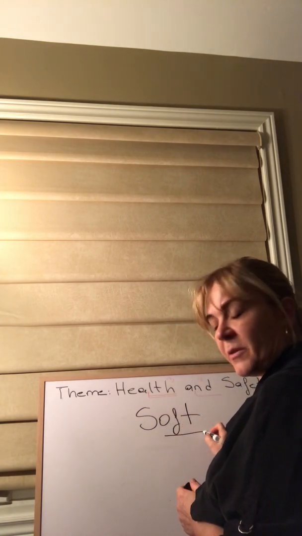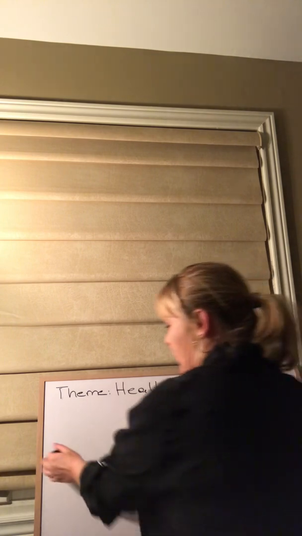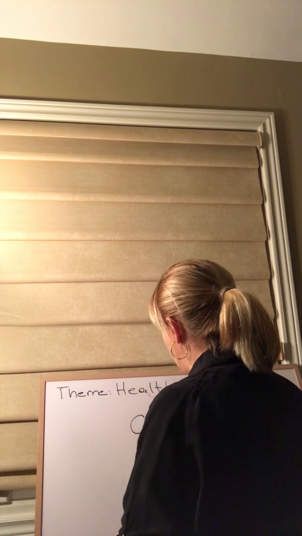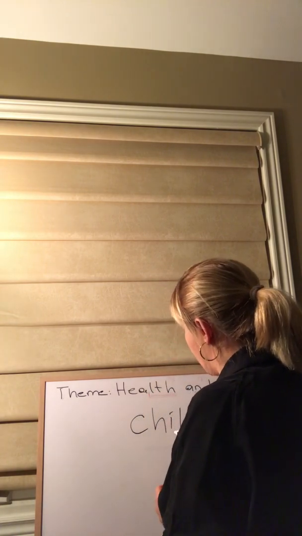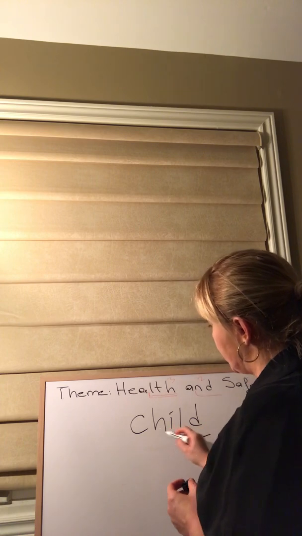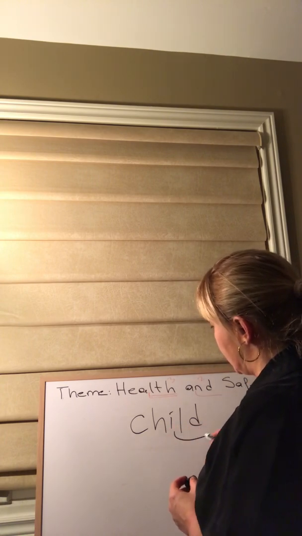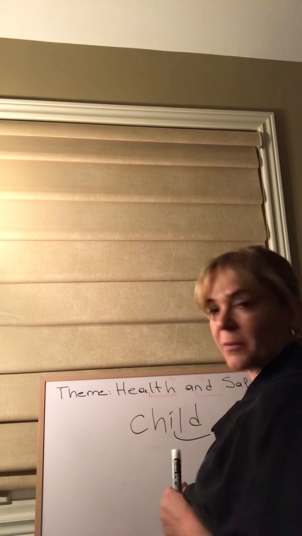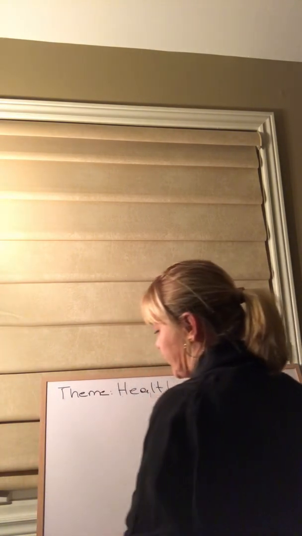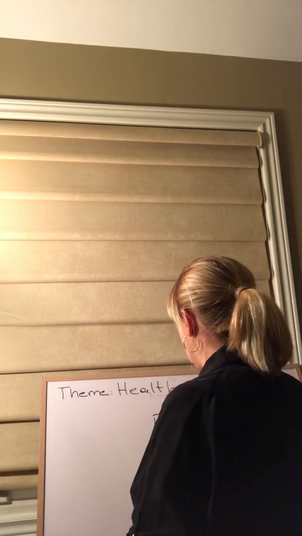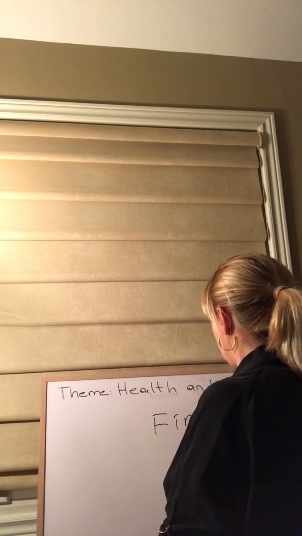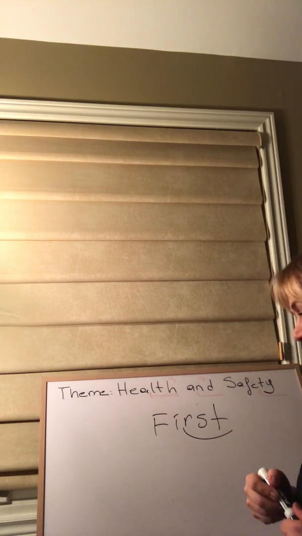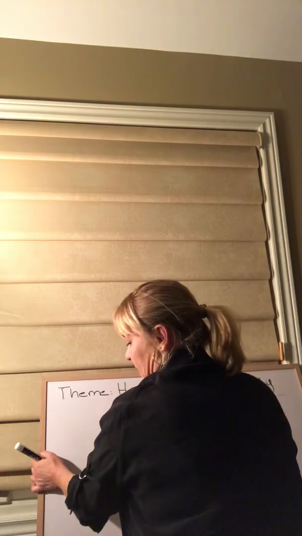Soft. Could you please repeat after me? Soft. Perfect. Let's make some more. These are words from your word box that you already know. Could you please read this? Child. How many consonant clusters in child? Two. Perfect. First. How many consonant clusters in first? Three. Three consonant clusters. Great.